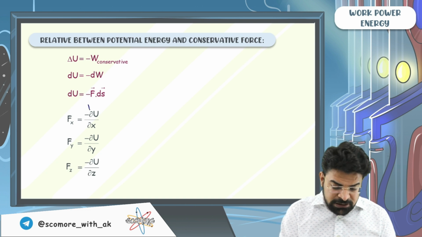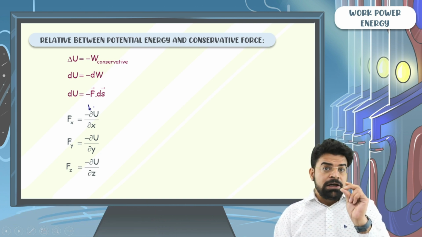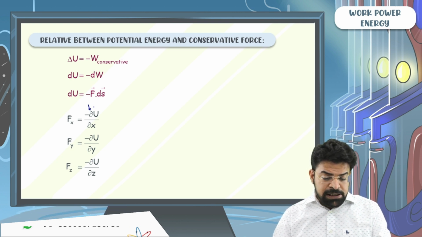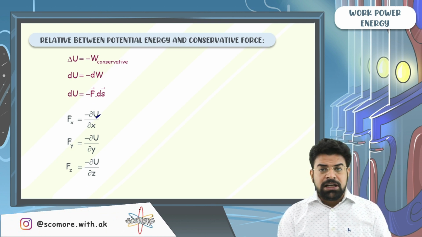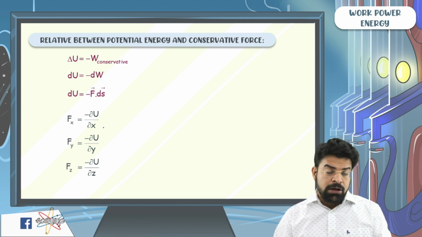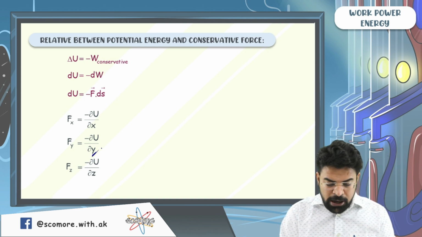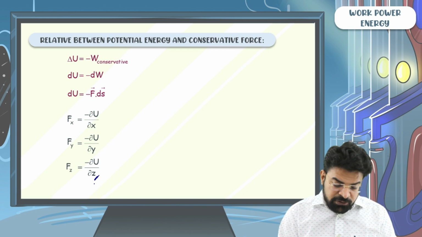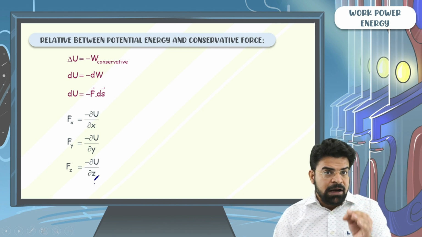So what is this del? This del is the partial differential operator. When we partially differentiate U, potential energy, with respect to x, we treat y and z as constant. When we partially differentiate with respect to y, we treat x and z as constant. And when we partially differentiate with respect to z, we treat x and y as constant.